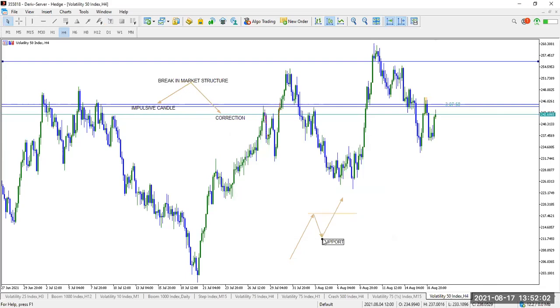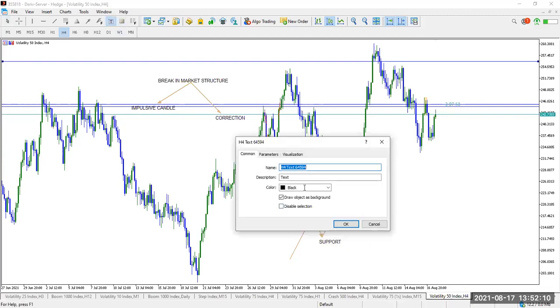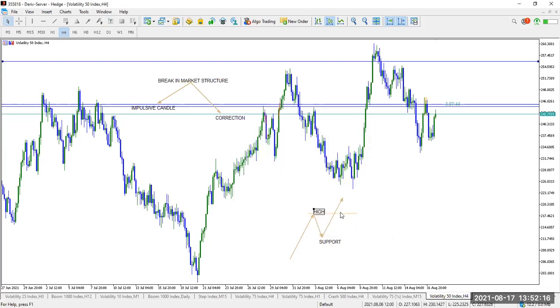Here becomes our support, where the market broke structure, while this place becomes our high. So anytime the market comes back to this support again, we are willing to execute a buy. As far as it has broken, it becomes support.